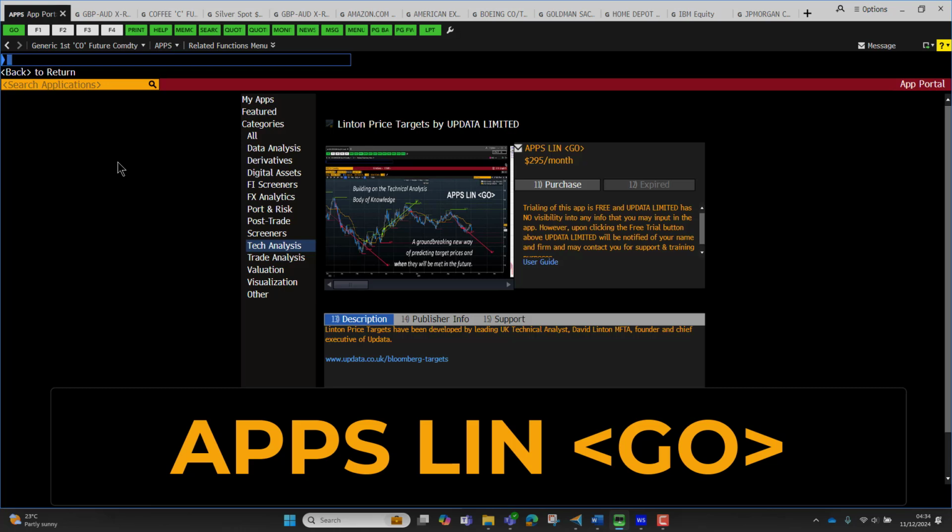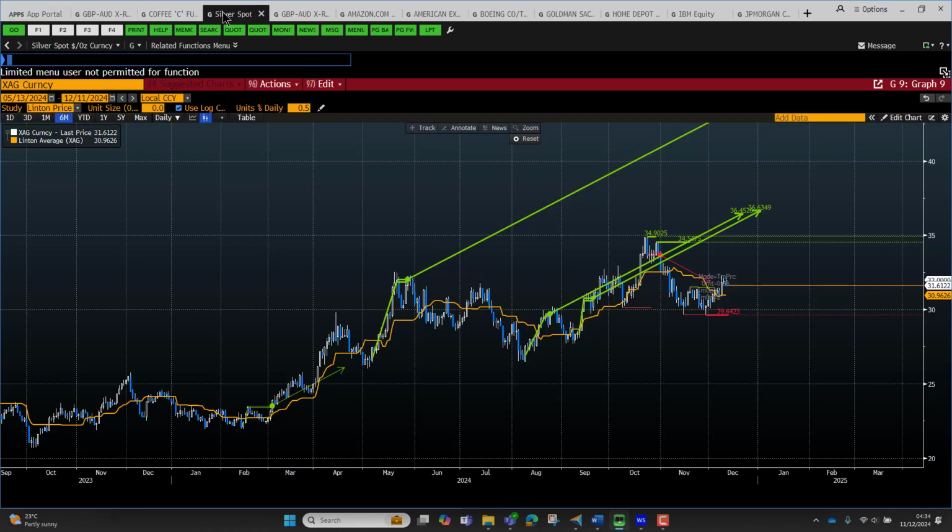Remembering on the app portal, you just type APPS LIN go, and that will take you to where you can try the targets, and this link here takes you to the full presentation, and we do cover multiple targets in that presentation. So today what I've done is I've focused on finding some charts where we've got multiple upside targets.